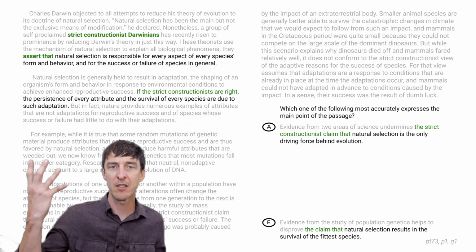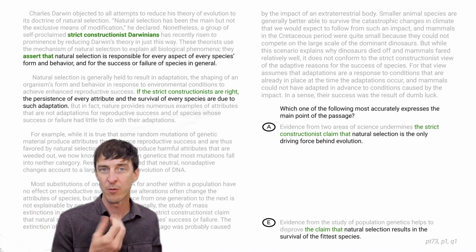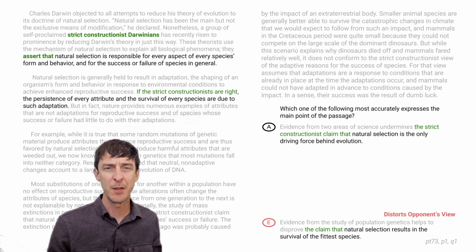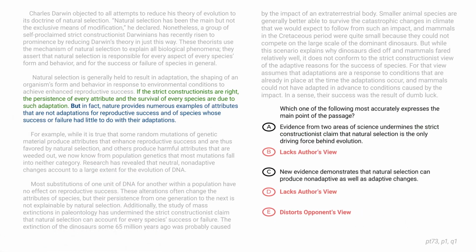That's kind of a common outside knowledge slogan relating to evolution, but it's not something that we're seeing in the passage. So E seems to just be distorting what the strict constructionists actually claimed. That leaves us with A and C.